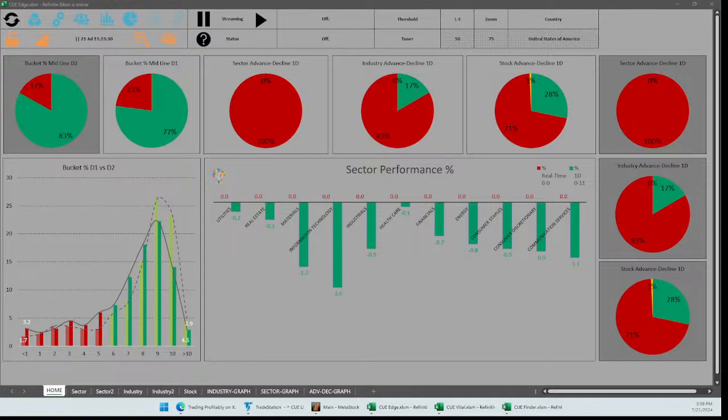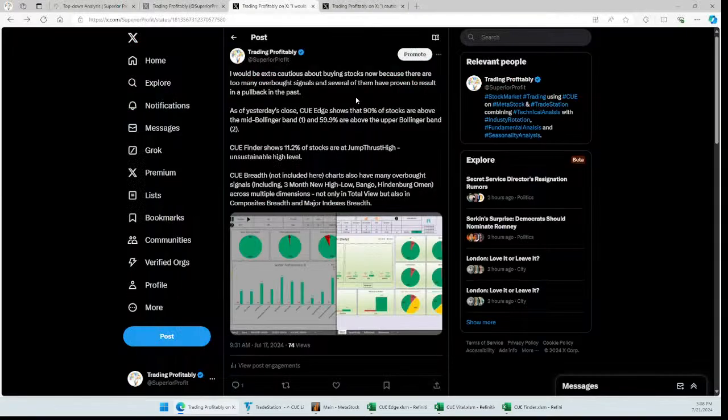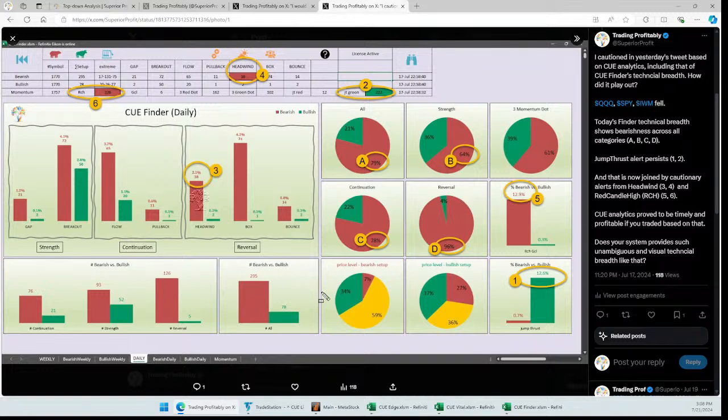Lastly, Q Finder gives a lot of how high is too high signals, isn't it? And I'd like to point to another tweet, and this time using Q Finder. This I shared on 17th July. How high was too high? When headwind flashes alert, red color is bearish. How high is too high? When red candle high flashes alert, red color is bearish. And how high is too high? When jump thrust green hits alert, it means too many stocks are jumping up too much too fast.